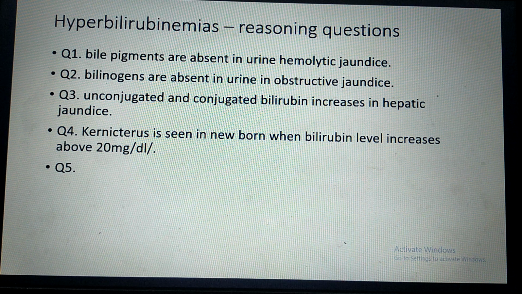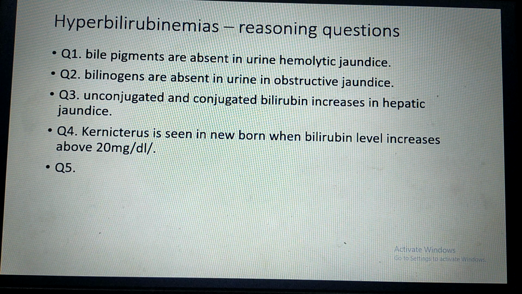Next: unconjugated and conjugated bilirubin both increase in hepatic jaundice. Just now I have told you, unconjugated bilirubin increases in hepatic jaundice due to defect in the conjugation due to hepatic damage, and conjugated bilirubin increases due to intrahepatic obstruction of biliary canaliculi.